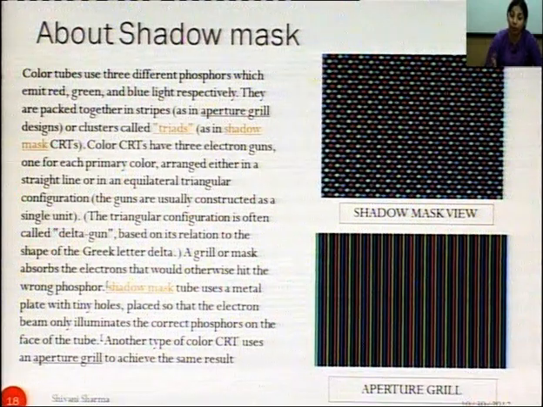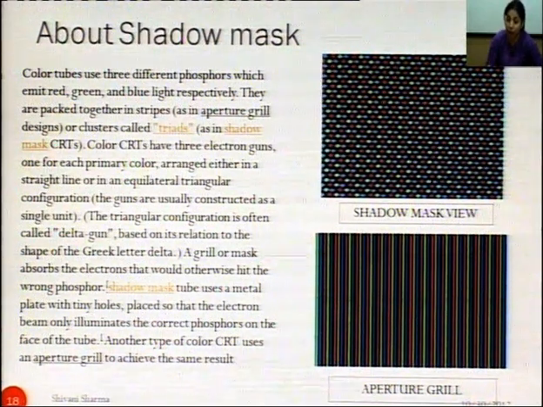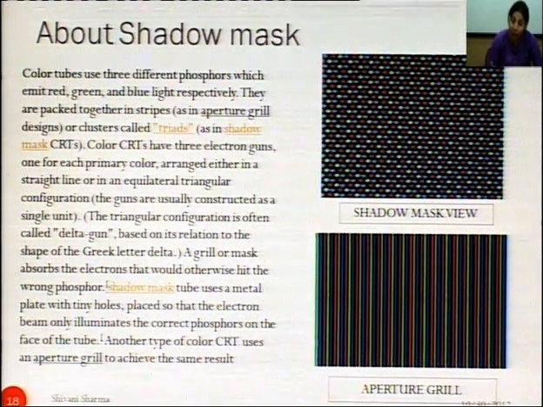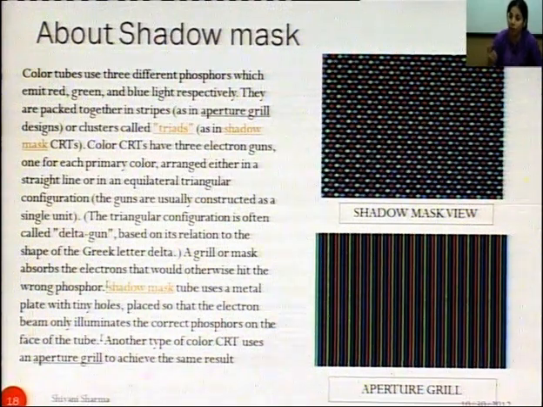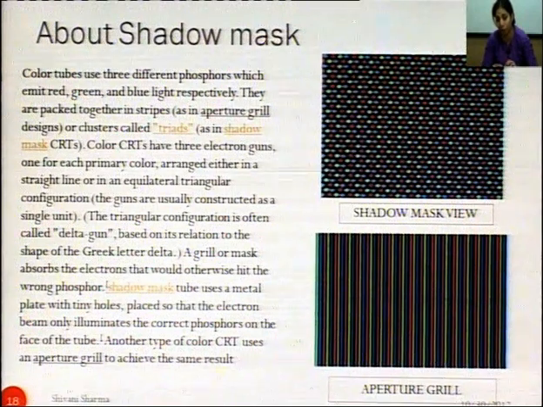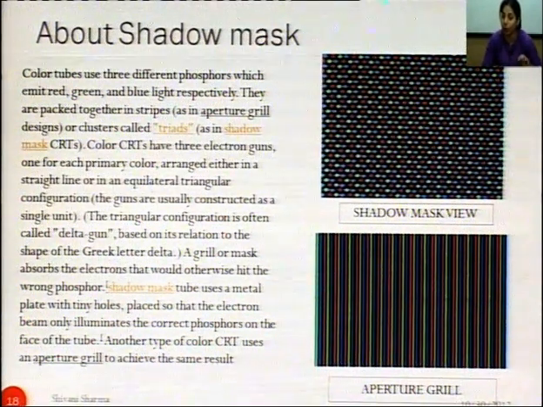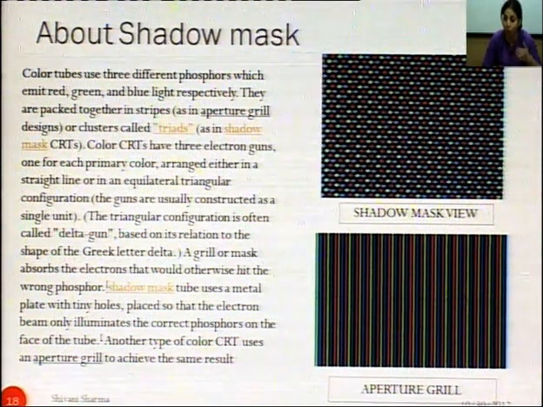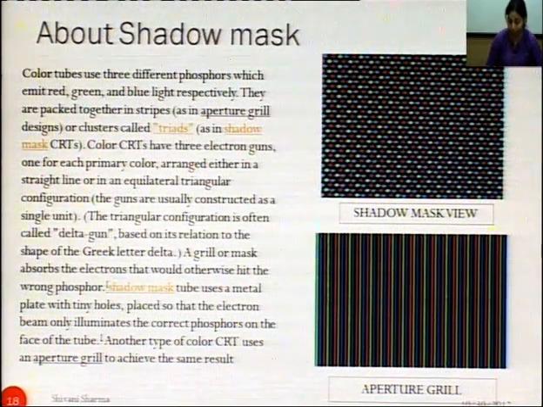Suppose we have 3 electron guns which are emitting red, green and blue electron beams, and in the screen we have a triad, we have dots of different colors. So our purpose is only that the red electron beam will strike the red dot and the blue electron beam will strike the blue dot. For this purpose we use a shadow mask, or we can use an aperture grill also.